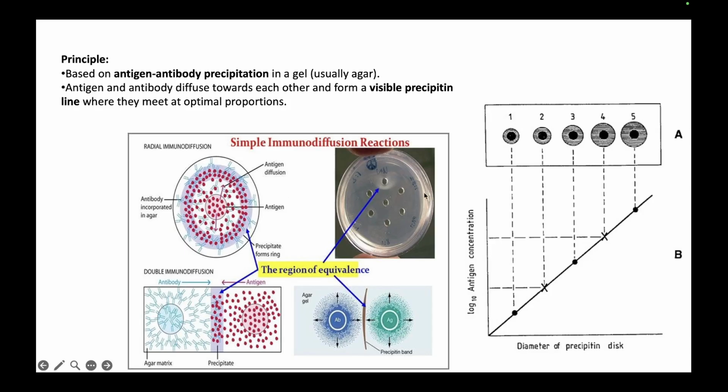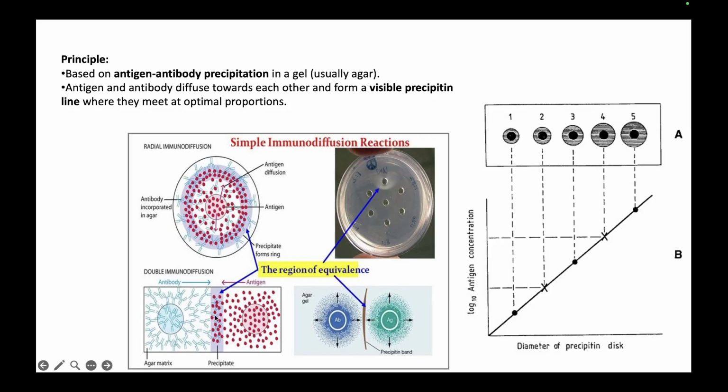For example, here you can see the antigen and antibody both diffuse towards each other. This is an agar plate, a petri plate or a slide where you have made an agar, and in that agar you made these holes. They both are proteins, antigen and antibody. In the middle one, suppose you have added your antibody, and in all the other ones you have the antigen. So they both diffuse towards each other through this agar.